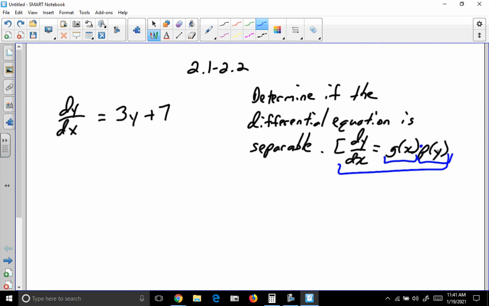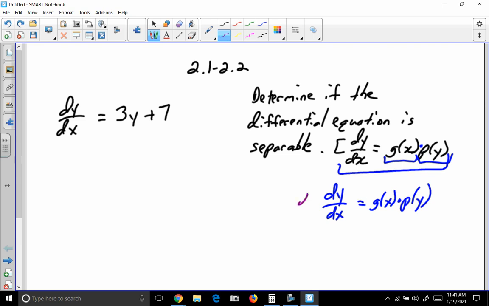Now, it could be that one of these functions is simply a constant. But if we have x's and y's both, then we must be able to factor it so that in one factor we have only x's and in one factor we have only y's. Now notice, why does that make it separable? If we rearrange dy over dx equals g of x times p of y, we can get all the y stuff on one side, all of the x stuff on the other side. But if it's not able to be written in this format, we're not able to separate them.